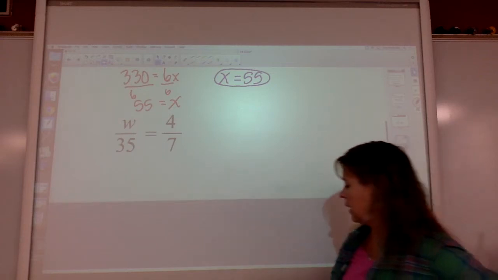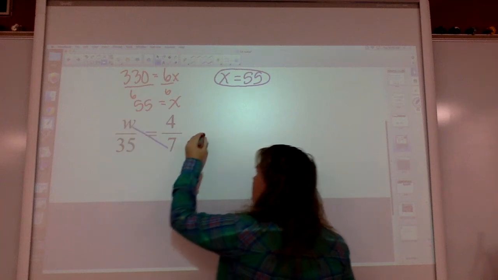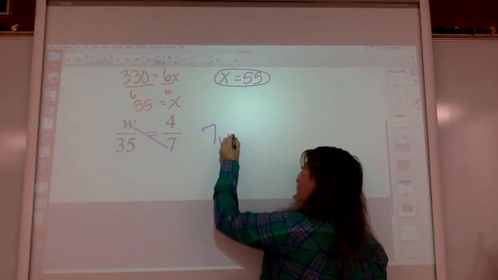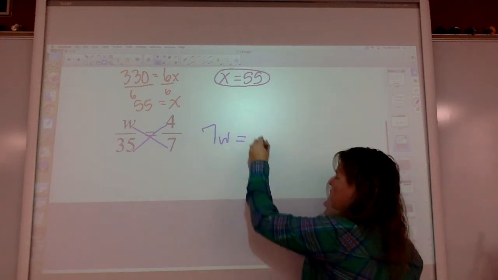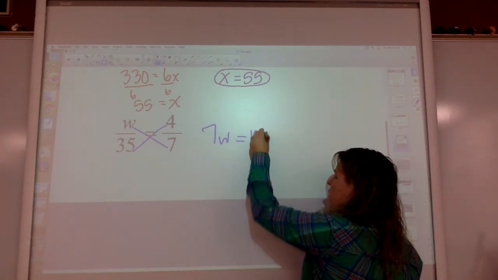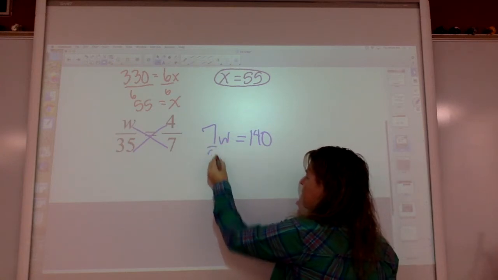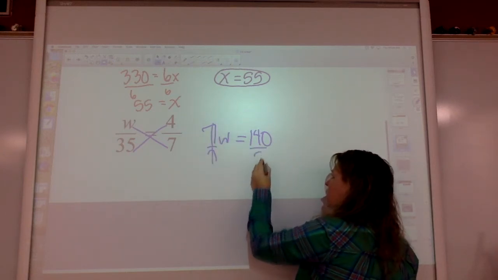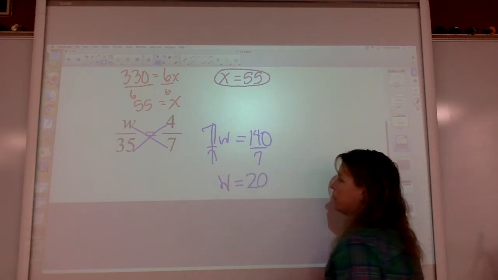We'll do this one together, and then I'll give you one to try on your own. I'm going to go this way this time and go 7w equals in between 35 times 4, which is 140. Divide by 7 on both sides, and w equals 20.